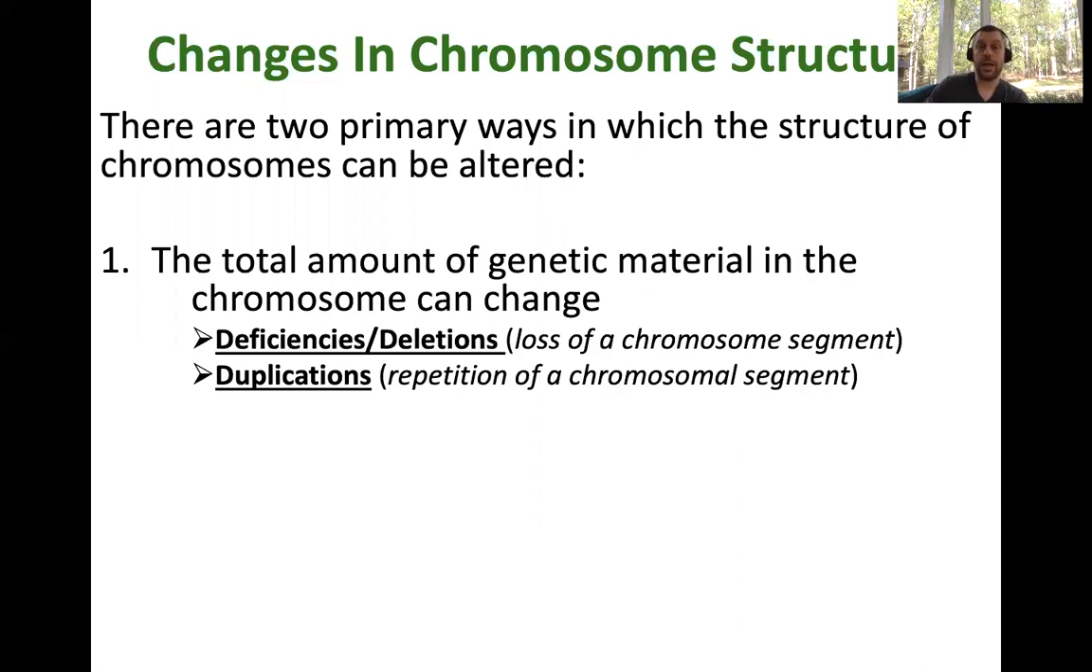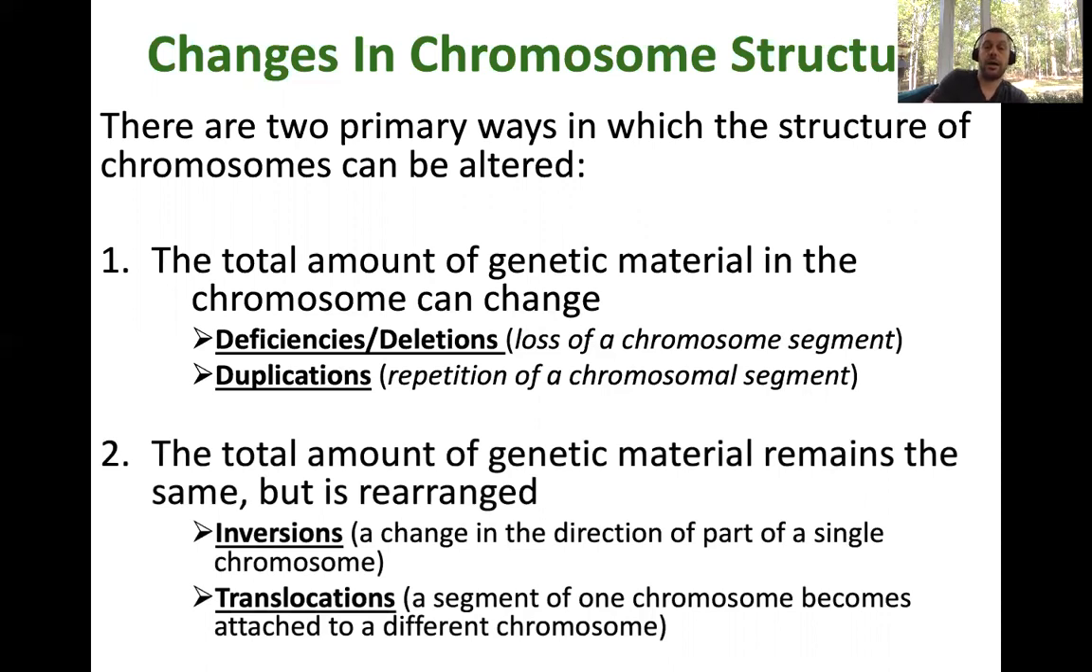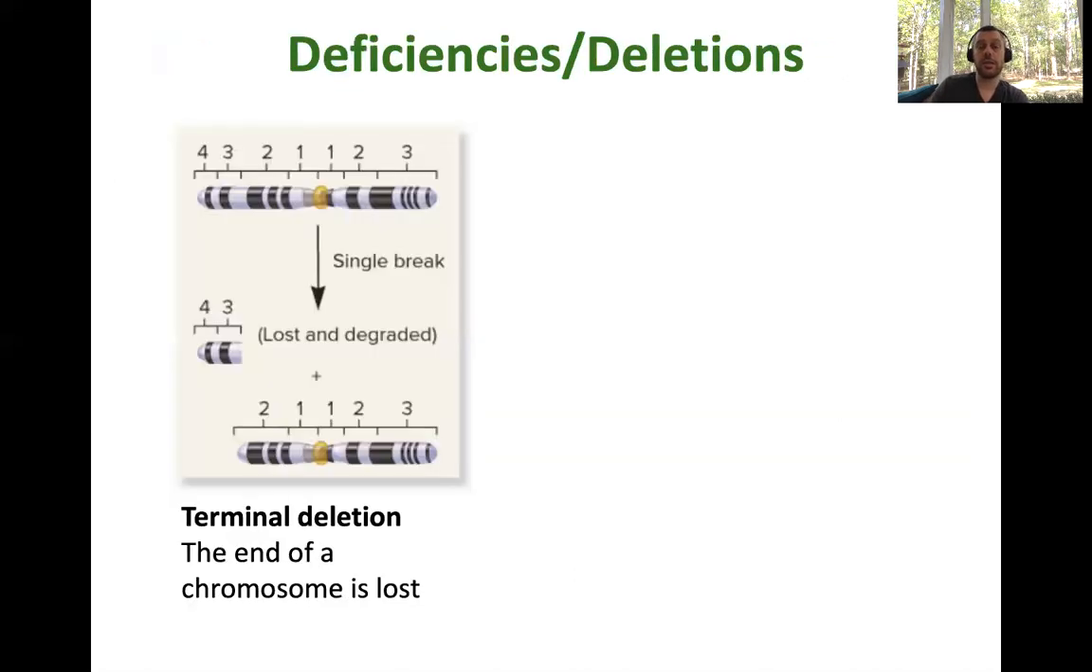The second main way that chromosomes can be changed is that the amount of DNA, the amount of genetic material, remains the same, but you rearrange it in some way. One of those types is called inversions, where you basically flip around part of a chromosome. Basically, you break it, flip it around, and it becomes reconnected. And the second is a translocation, where part of one chromosome breaks off and becomes attached to a different chromosome. And we're just going to go through these one by one to show you how they occur and the kind of phenotypes that can arise when they do occur.